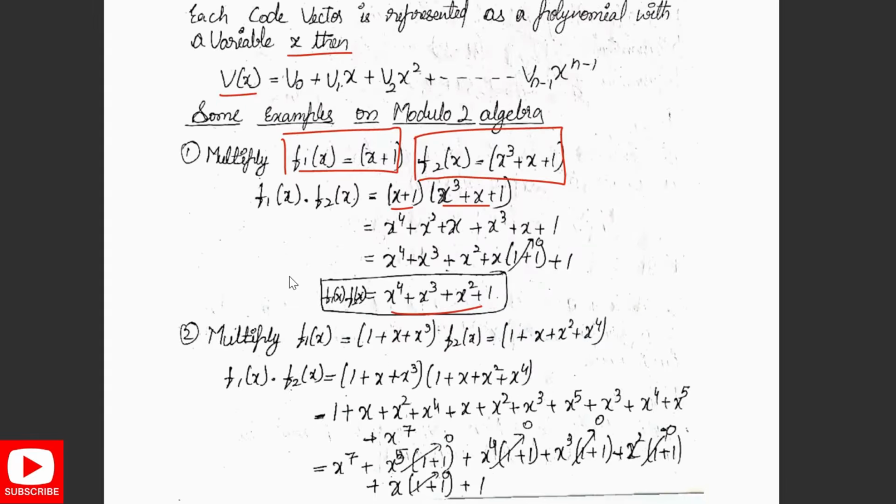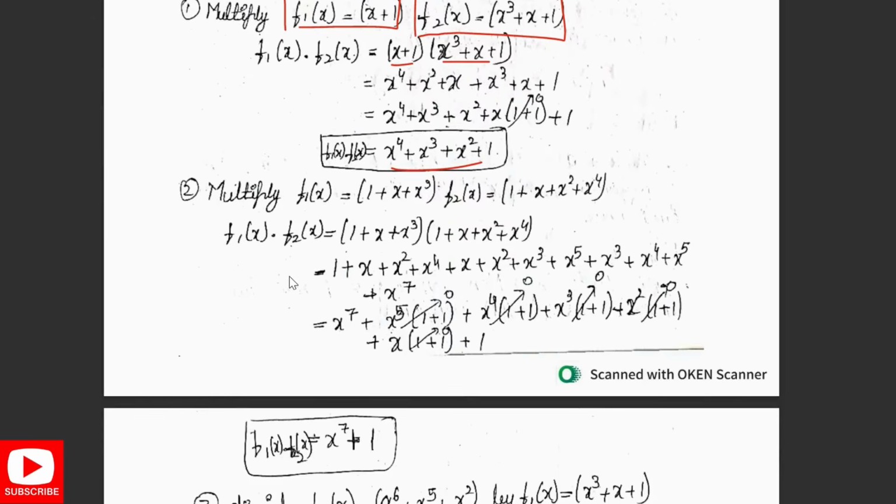Then multiplication of another two functions is given. You will multiply these two. If you have two common terms, you need to take the common out and that becomes 0 because modulo addition 1 plus 1 is 0.